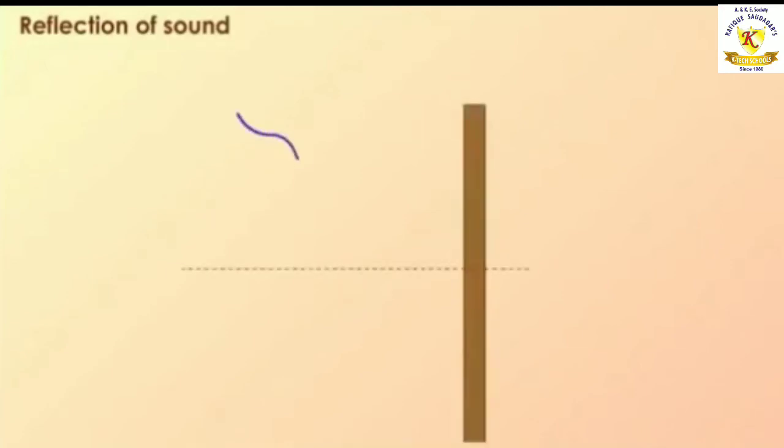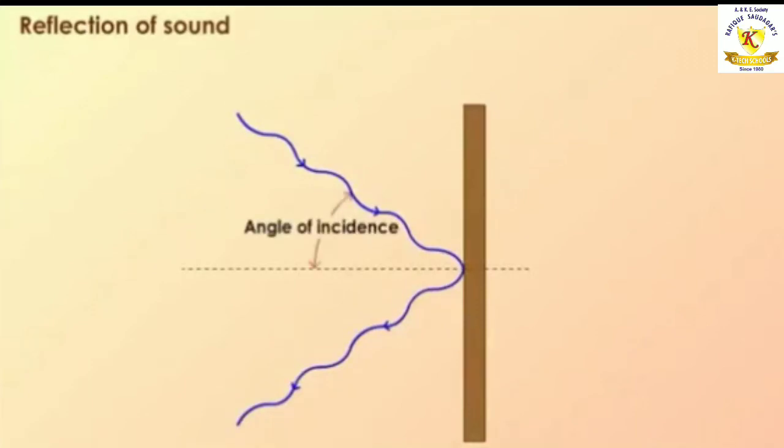Sound gets reflected from hard surfaces, obeying the law that angle of incidence is equal to the angle of reflection. However, all materials do not reflect sound waves equally. Reflection of sound can be understood by the activity. Let's see the activity.